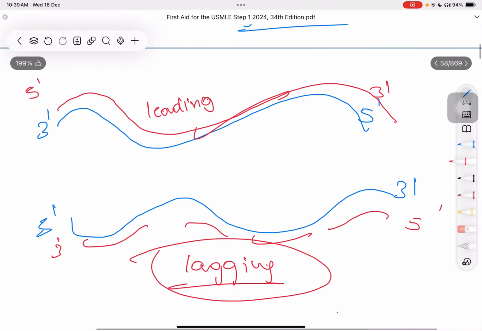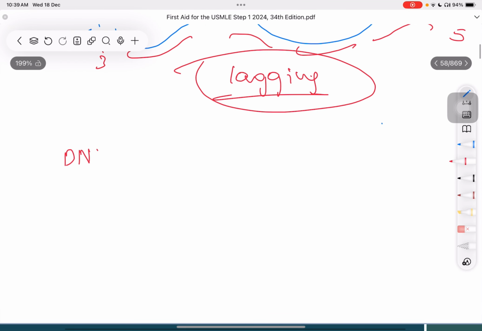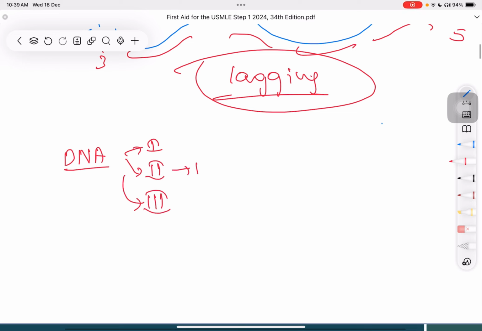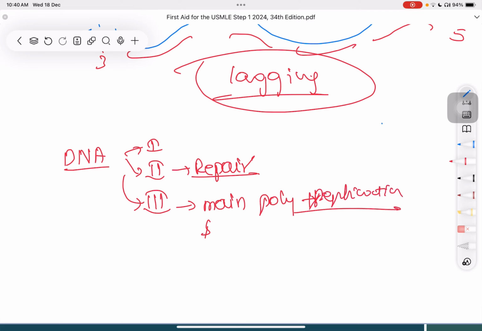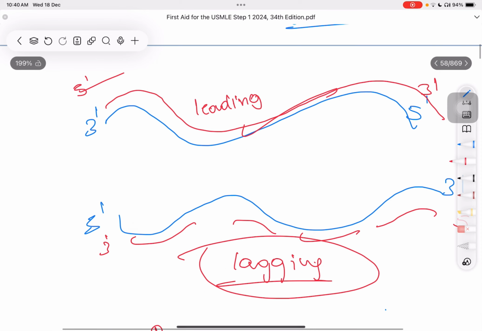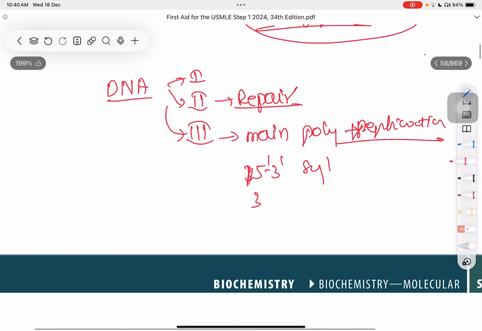You will have three types of polymerases in prokaryotes. Remember prokaryotes: DNA polymerase 1, 2, 3. 2 is for repair if any damage happens to the DNA. 3 is the main polymerase which starts replication. Your DNA polymerase 3 has 5' to 3' synthesis activity. We have discussed this, it is universal. And we also have proofreading from 3' to 5'.